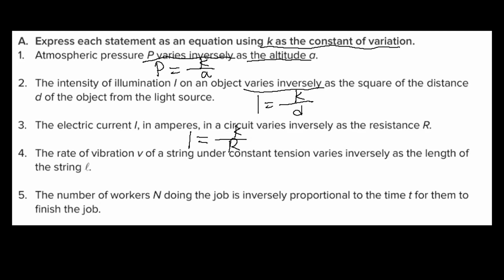Number 4, the rate of vibration of a string under constant tension varies inversely as the length of the string L. So V, just put the constant of variation and the given string. Okay, and last number, the number of workers N doing the job is inversely proportional to the time T for them to finish the job. So N is equals to K over T. Ganun lang po kasimple.